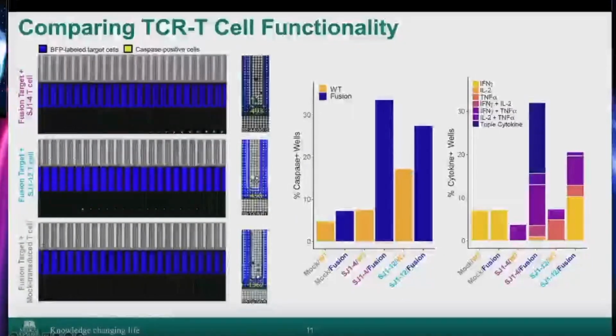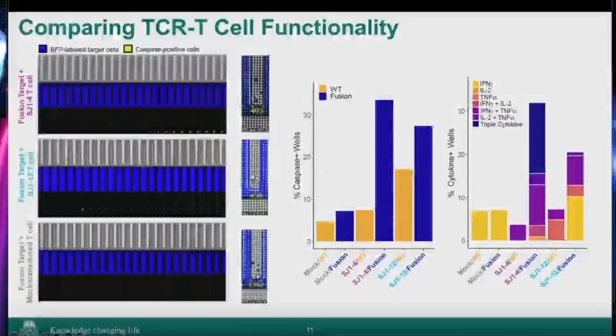And then we also had control target cells that expressed a wild type version of the protein. And so in the case of the SJ1-12, even though that cell killed much quicker than the SJ1-4, there was also greater off-target cross-reactivity. And so the fact that this is responding against a wild-type protein is potentially of concern because it could be expressed by healthy cells, and then we would run into the scenario where we would have off-tumor toxicity.